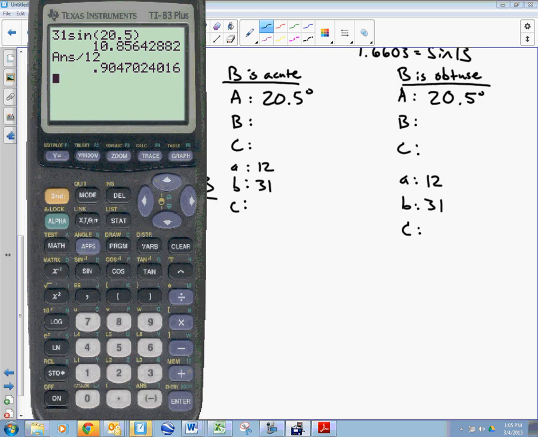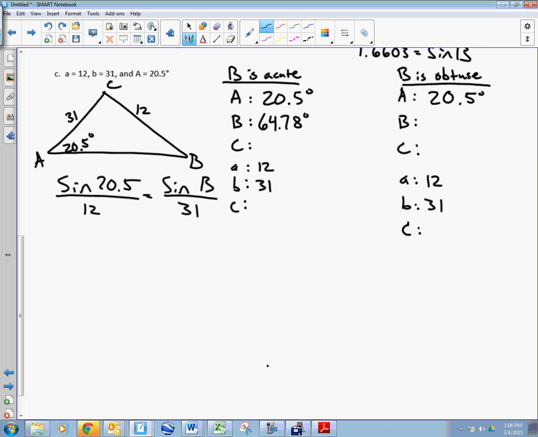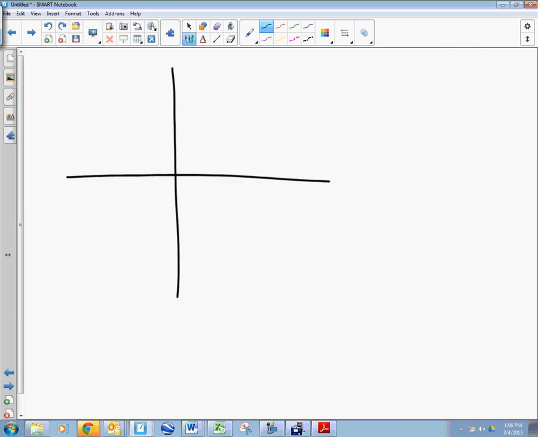Now what we have to do is come up with angle B. So here's how I will do it. I will sine inverse that 0.9. I get 64.78. Is that acute or obtuse? Think about it. How would I come up with the obtuse angle? If it's in the second quadrant, okay, you got to watch. If that's my acute angle, the obtuse one would be over here, right? I subtract it from 180. So all you do, and it says that in the notes, it tells you exactly what to do.